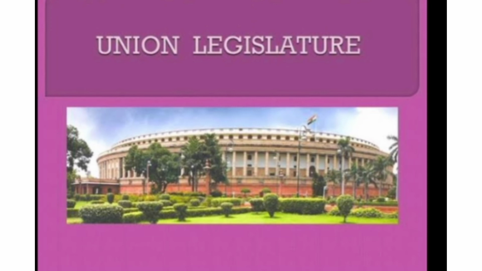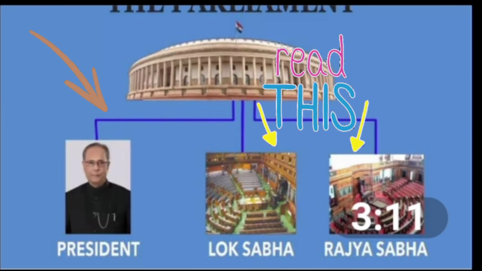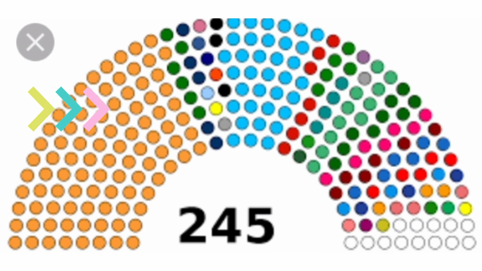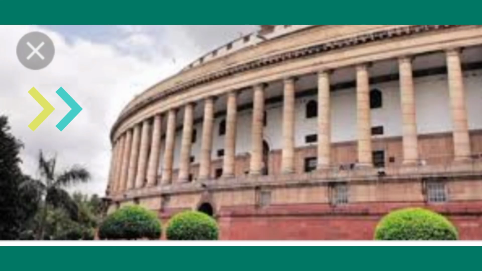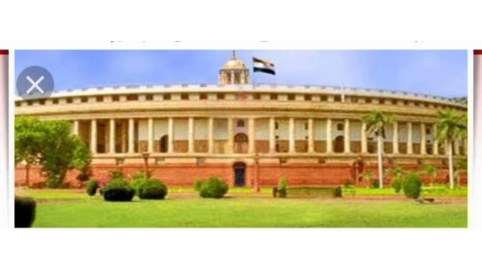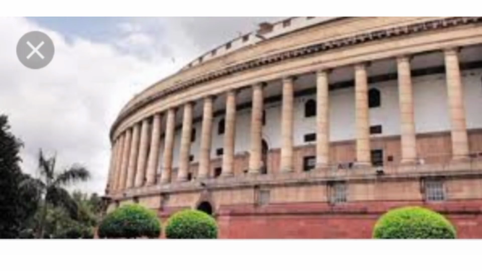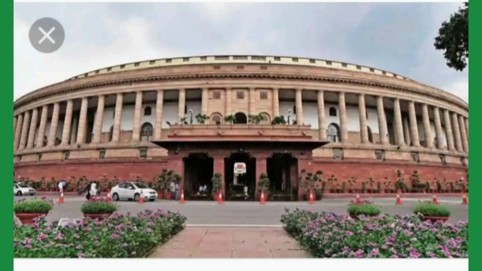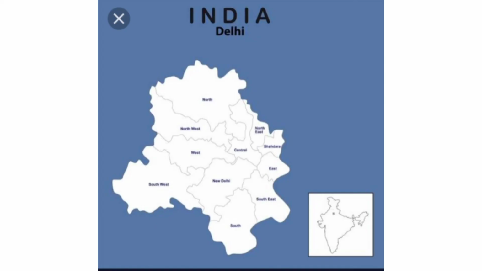The union legislature consists of the president and the two houses of parliament. Now, which are the two houses of parliament? The two houses of parliament are the Lok Sabha and the Rajya Sabha. The Lok Sabha is known as the house of the people, or the lower house, and the Rajya Sabha is known as the upper house. The parliament in India is situated in Delhi.